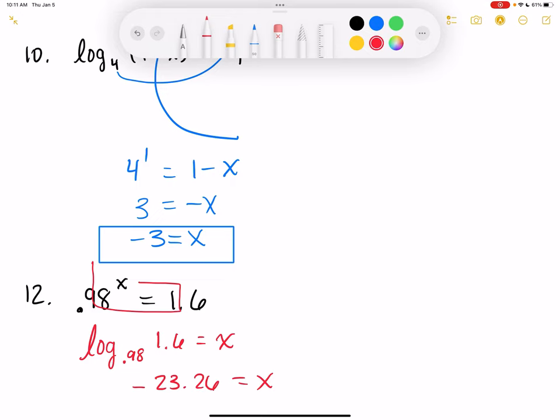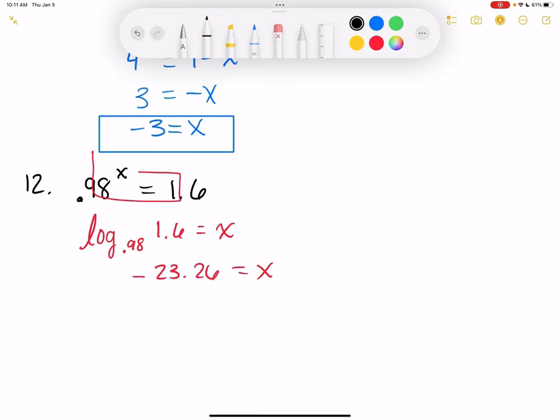All right, 14. 80. e to the 0.045x is equal to 240.